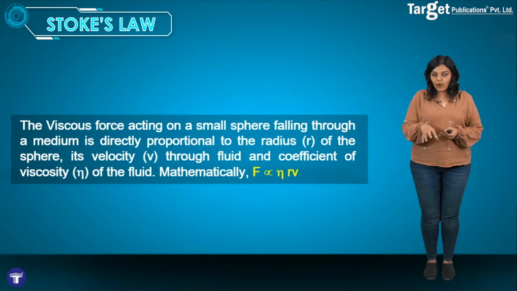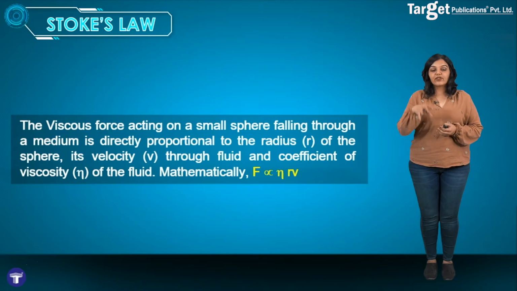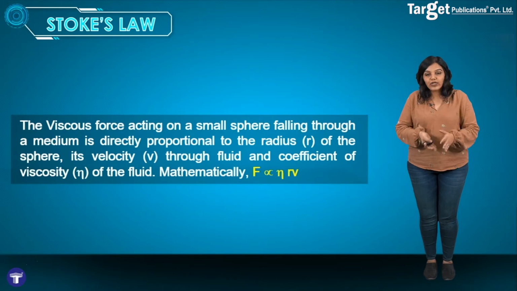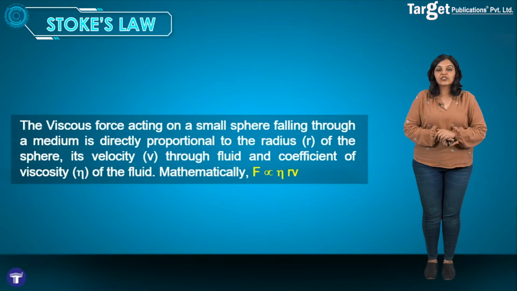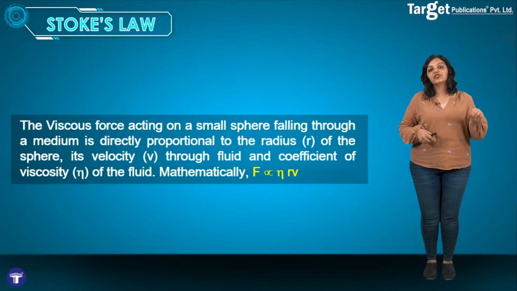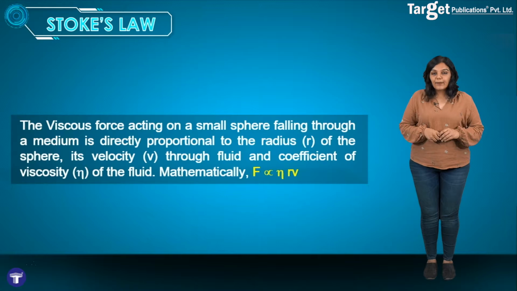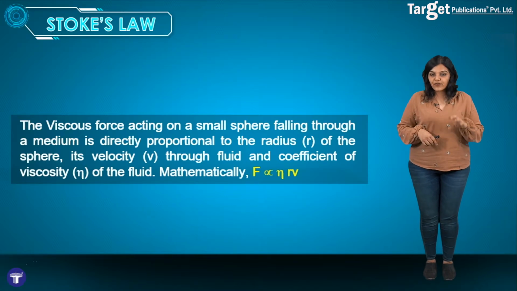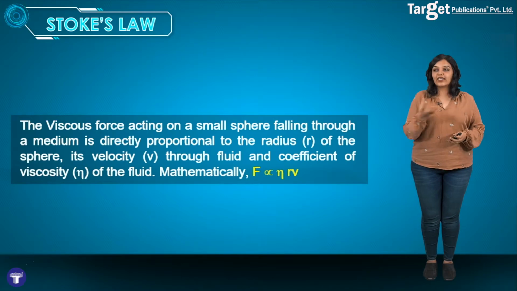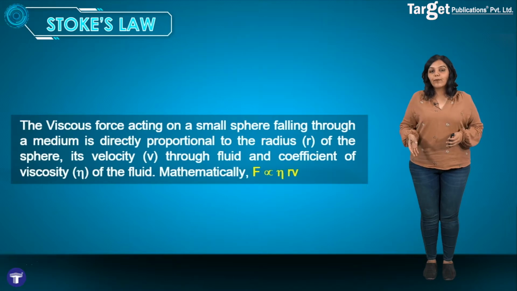Stokes' law says that the viscous force acting on a small sphere falling through a medium is directly proportional to the radius of that sphere, to the velocity with which it's falling through the fluid, and to the coefficient of viscosity of the fluid. So mathematically, I can say that the viscous force F is directly proportional to eta, r, and v. Keep in mind that Stokes' law is only defined for a small sphere because it's a very nice regular shape. Trying to understand the viscous force acting on an irregular shape is difficult and beyond the scope of this video. And therefore Stokes' law is only going to keep in mind a small sphere of radius small r, and it says that F is proportional to eta r v.